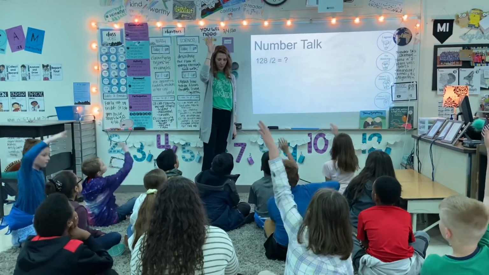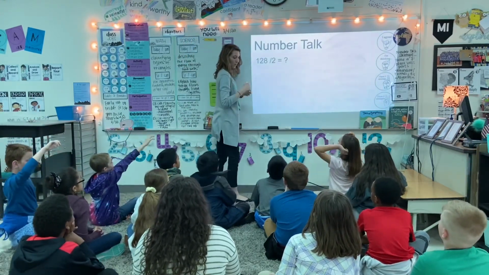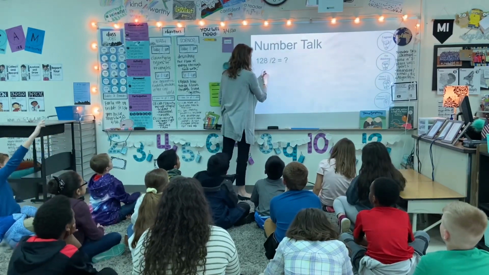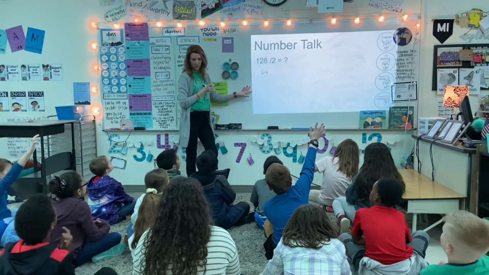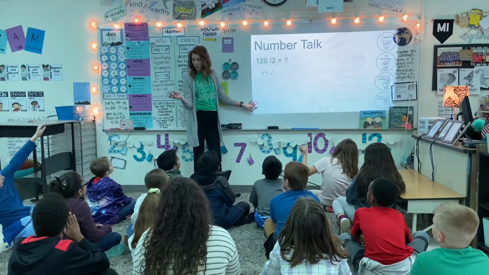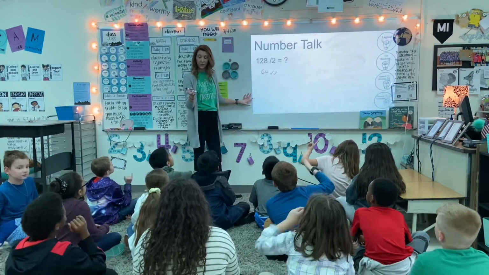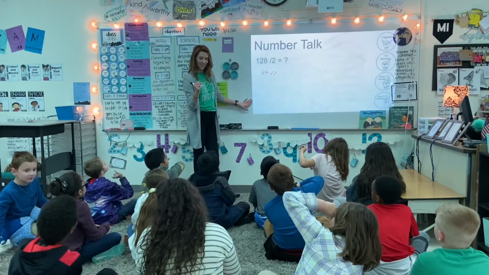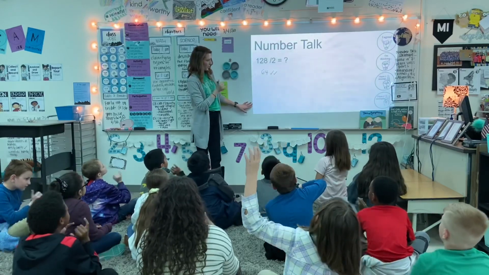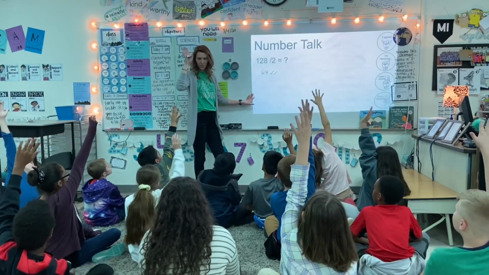What answers do we have? What's your answer, friend? Answers first. 64. Okay. Do we have any other answers? 64. Same thing. You have a different answer? You agree? Thank you for showing with your hands. So I see some agreement for 64. What strategies did we use to get 64?